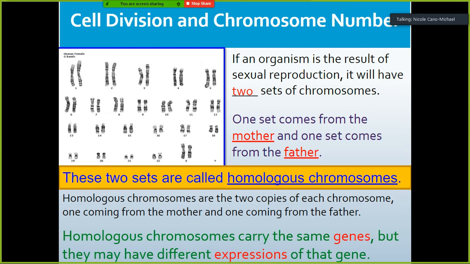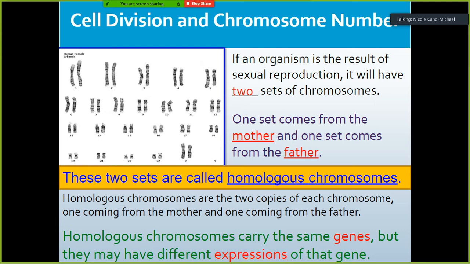What does it mean? Well, it means that I have 2 of the same chromosome that are about the same size, that carry the same genes, which code for the same trait. Now, there might be different expressions of that gene that create the trait.